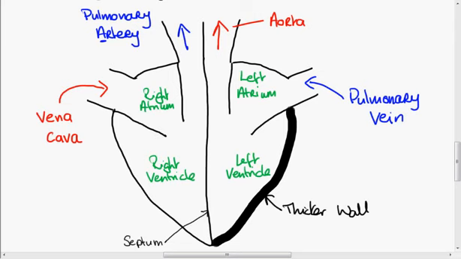Okay, the next thing is the valves. So we've got valves here which prevent the backflow of blood within the heart. So if there's blood being pushed from the atrium into the ventricle, then it will push these valves open and the blood will flow into the ventricle. But if the blood for some reason tries to go back, then it will push these valves closed, and therefore the valves prevent the backflow of blood. This valve here is called the bicuspid valve. And over here we have the tricuspid valve.